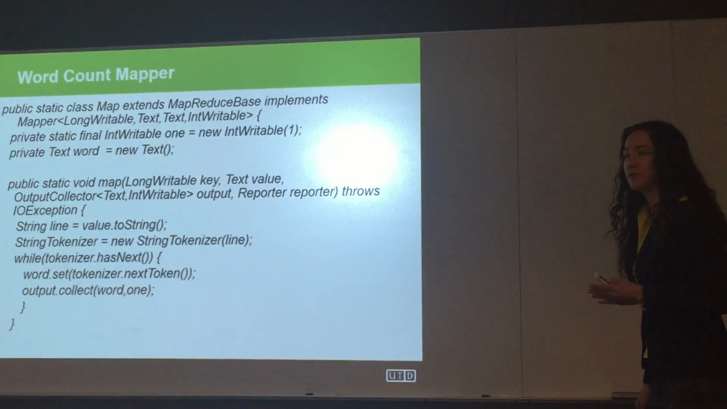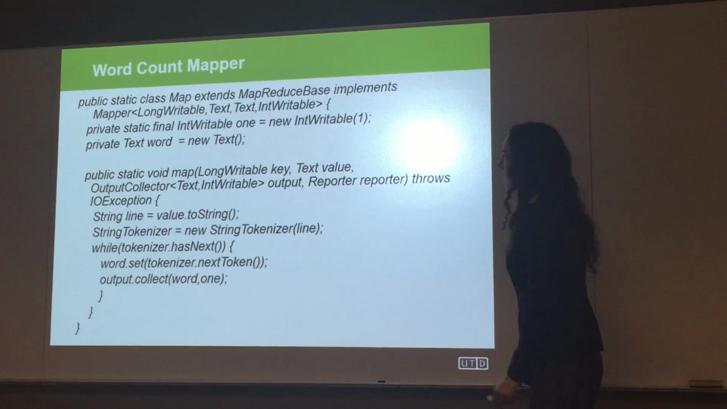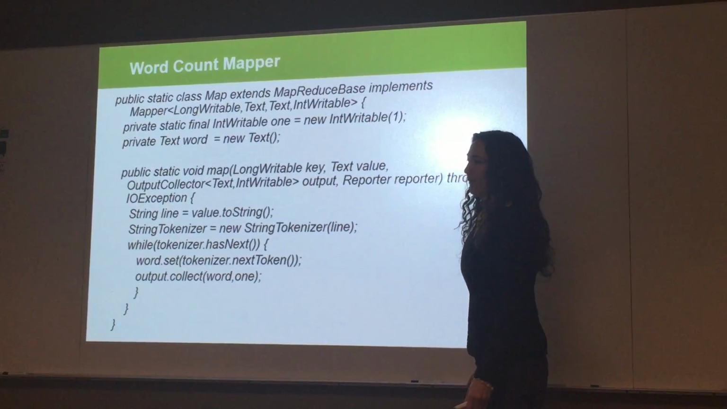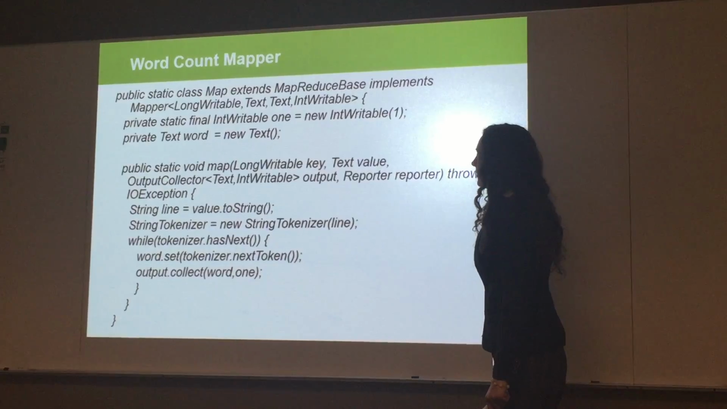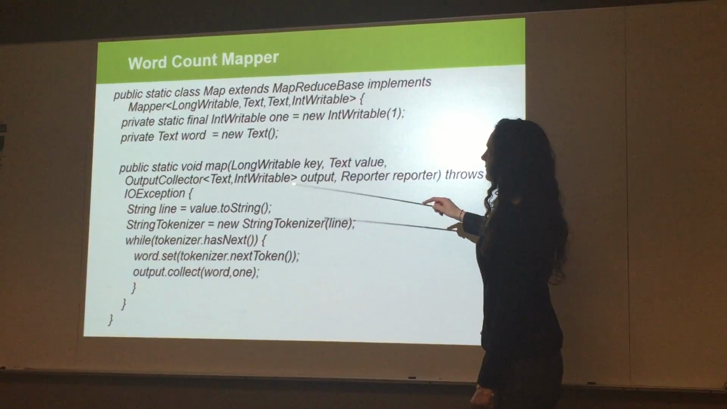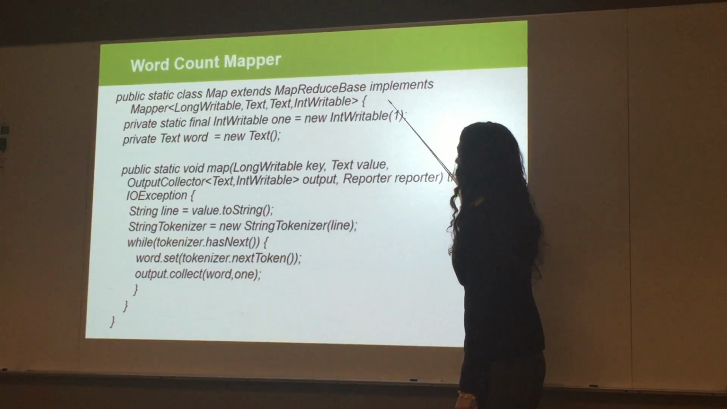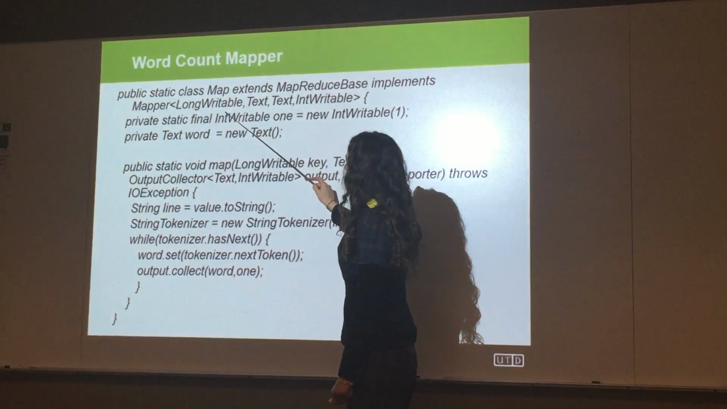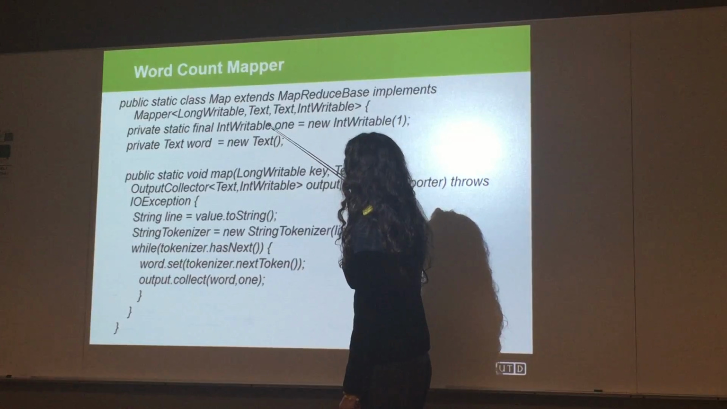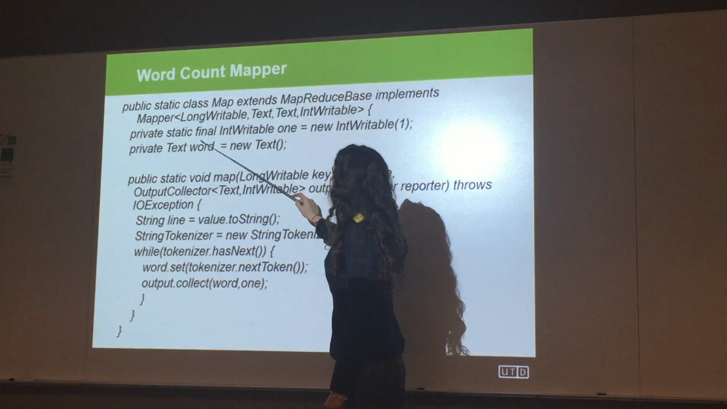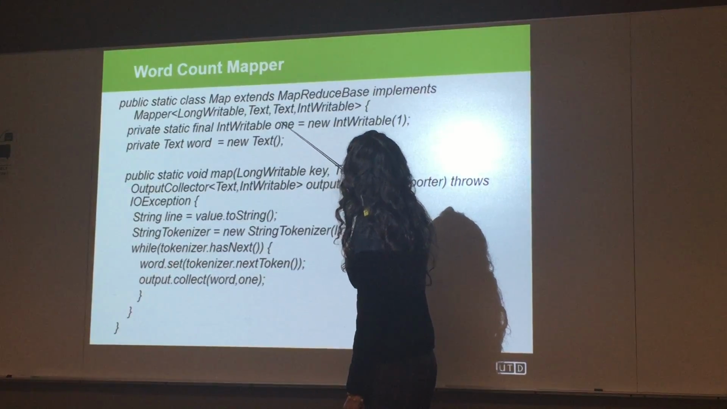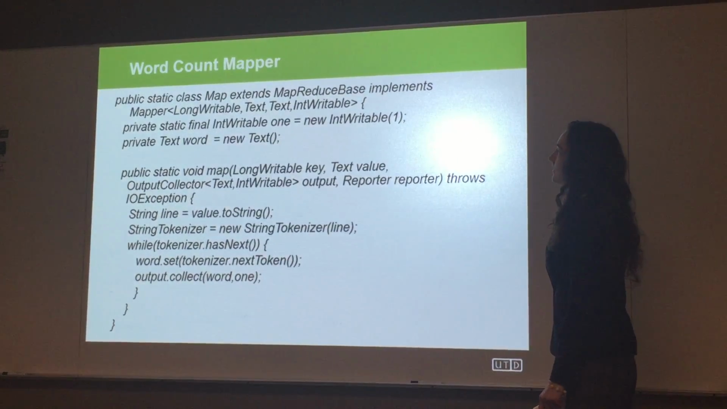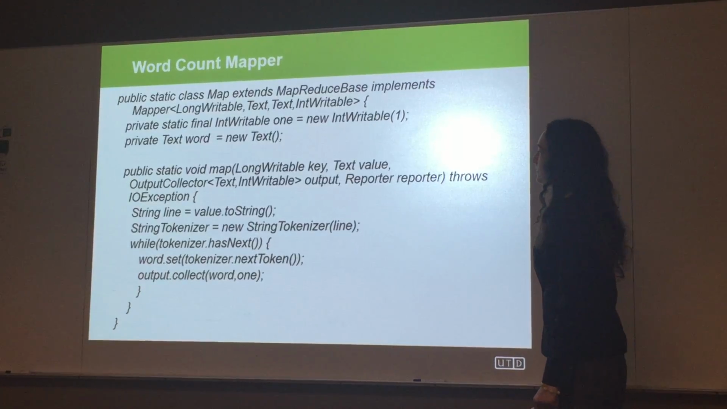This is the code of what we were just showing. So word count, the code for the mapper. Class map extends MapReduce base and implements mapper. So we get here the count and the word, and then a single line.